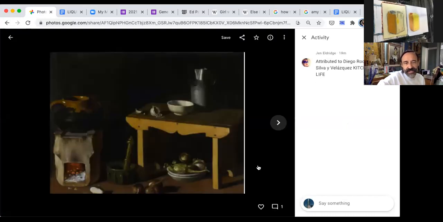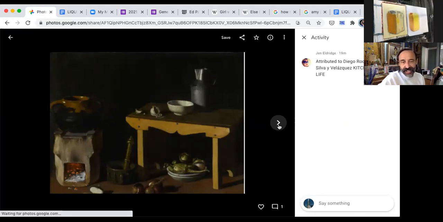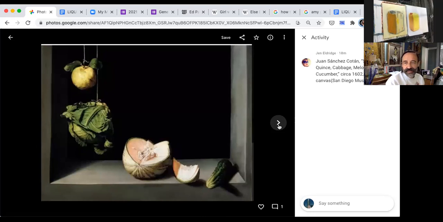Not Prado. Thank you. Yes. Diego Rodriguez de Silva y Velázquez. So that's a Velázquez. So that again, super dark background. That could be a good option to feature our golden container. That's why we call this Cotan. It's Juan Sanchez Cotan. Yeah, that's beautiful.